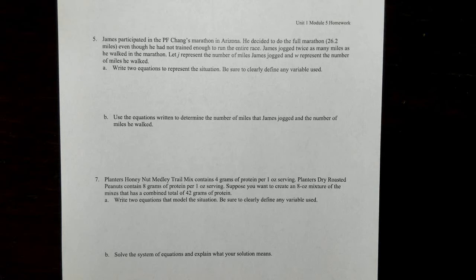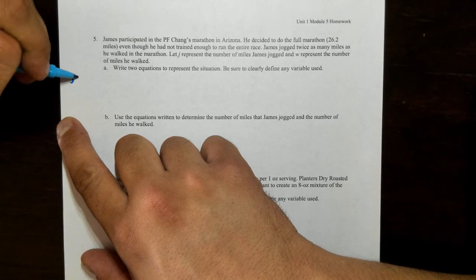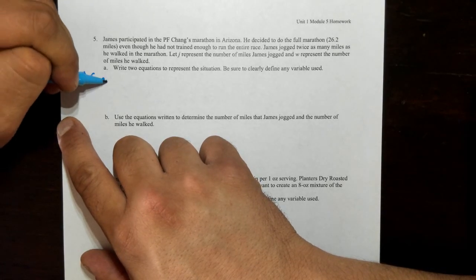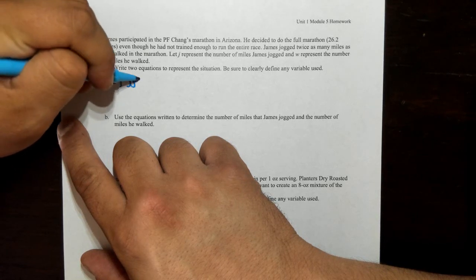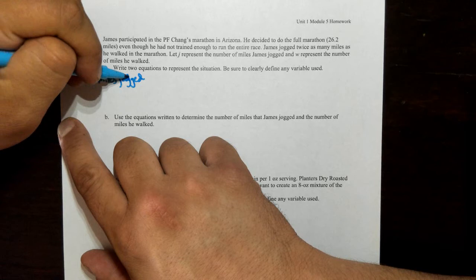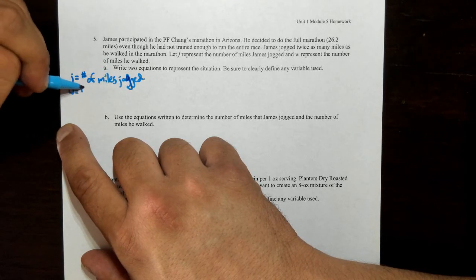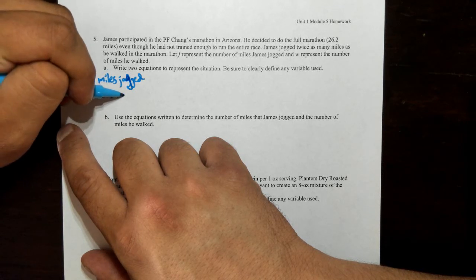So part A, we need to write the two equations to represent the situation, and then define our variables clearly, which is already done for us, but we'll just restate it. And then part B, use the equations written to determine the number of miles that James jogged and the number of miles that he walked. So, J was the number of miles jogged. And then W represents the number of miles walked.